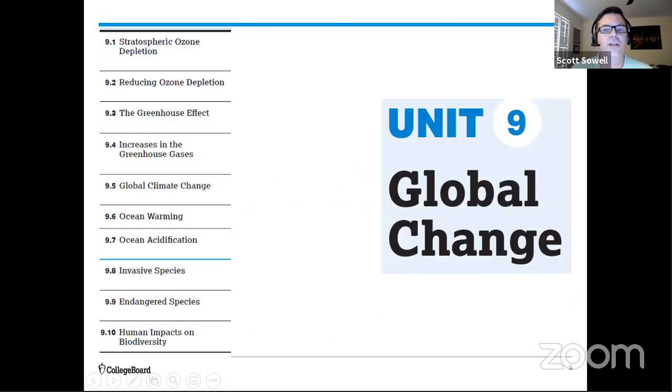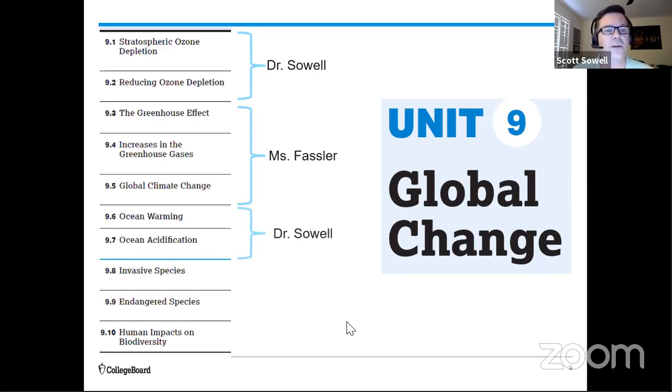So just taking a look at Unit 9, 9.1 and 9.2 we'll discuss today, stratospheric ozone. Ms. Fassler tomorrow is going to look at greenhouse effect and climate change. And then I'll jump back in and go into the ocean with you to talk about ocean warming and acidification. Ms. Fassler will come back and look at two unique categories of species, invasives and endangereds. And then finally, I'll wrap up our Unit 9 talking about human impacts on biodiversity, so concepts like habitat loss or habitat fragmentation. So that's the flow of what we're going to be doing over the next couple of videos.